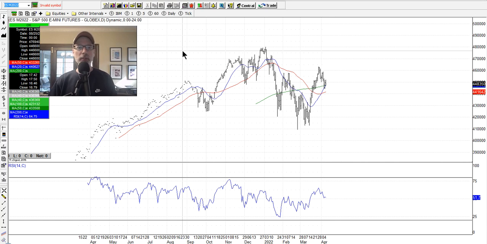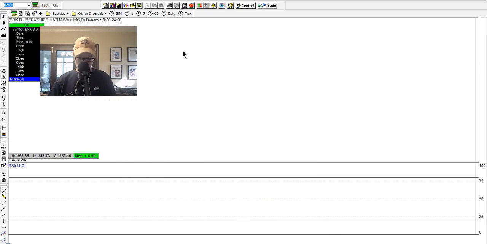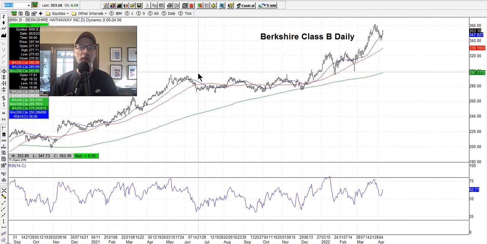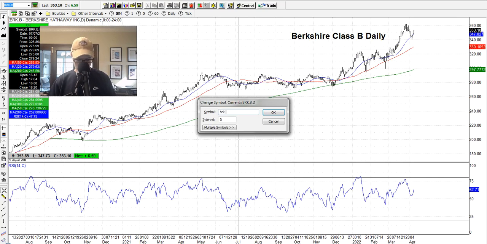And I've been talking about this 33-page report that I wrote about a specific strategy that takes advantage of Warren Buffett's fund. So we're going to look at the Berkshire Hathaway Class B shares. Now, for those of you that don't know, Berkshire Hathaway has two classes of shares: the Class A shares and the Class B shares. Class B shares are trading right around $353. We'll look at the Class A shares, which are the most expensive stock on any exchange around the world.